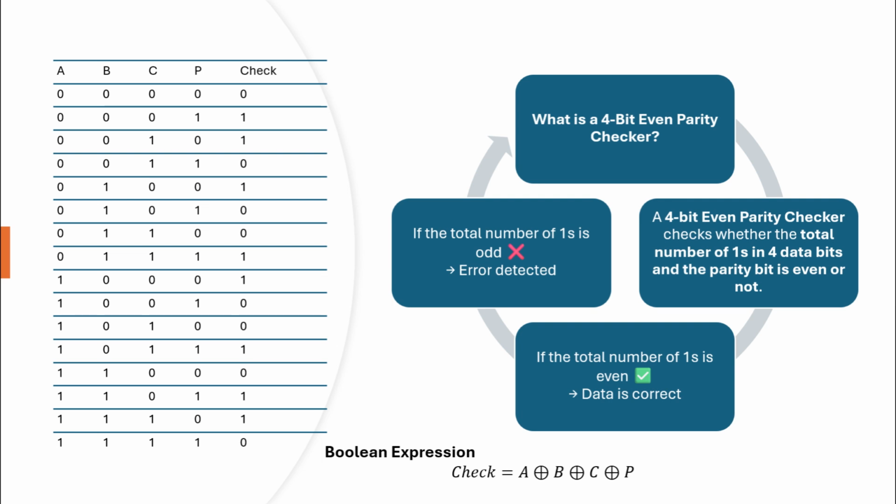Remember our XOR rule. Same inputs give 0. Different inputs give 1. When you XOR all 4 bits, if the result is 0, the total number of ones is even. No error. If the result is 1, the total number of ones is odd. Error. That is literally all a parity checker does. It XORs the bits together and looks at the result. In our final slide, we will see the logic circuit for this checker and do a complete summary.